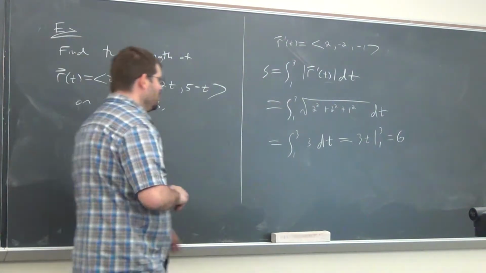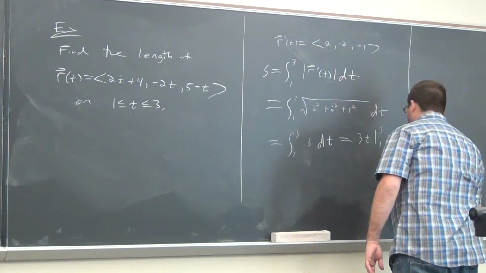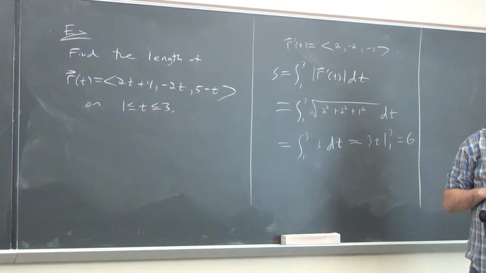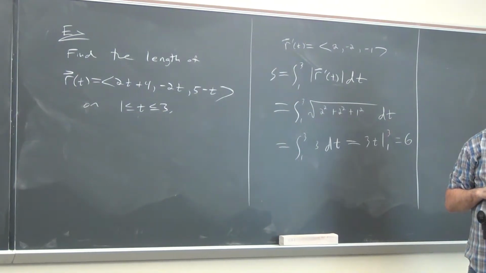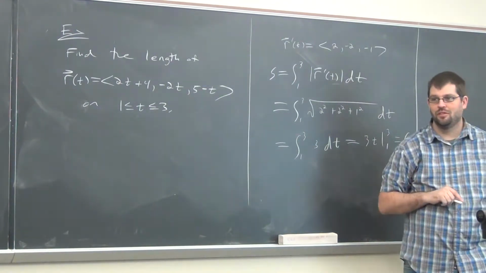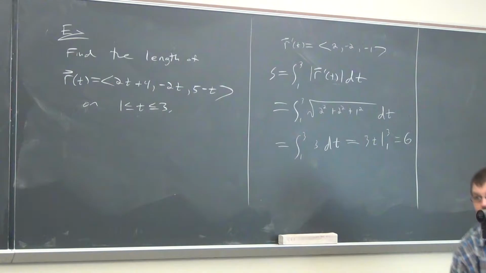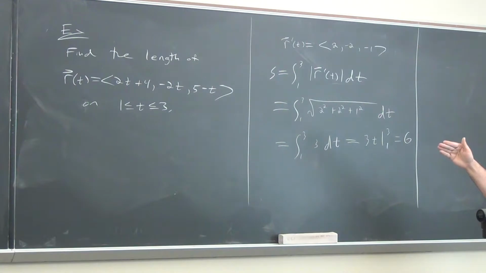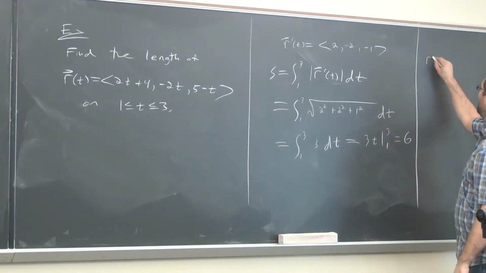All right, now let's confirm something real quickly. What kind of curve was this r? 2t plus 4, negative 2t, 5 minus t plus 3. It's just a straight line, right? That's the formula, a constant plus a constant times t and so on. And if you move on a straight line, your arc length should just be the distance from where you started to where you ended, because you moved along that straight line. So let's confirm with this one that that's hopefully true.